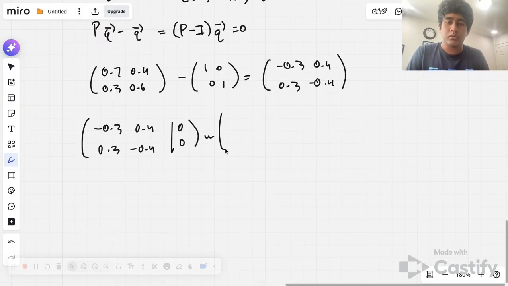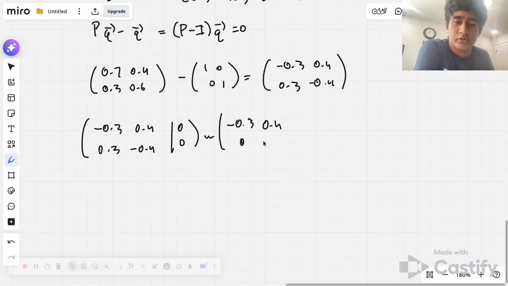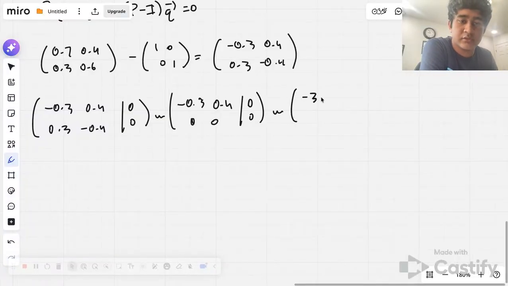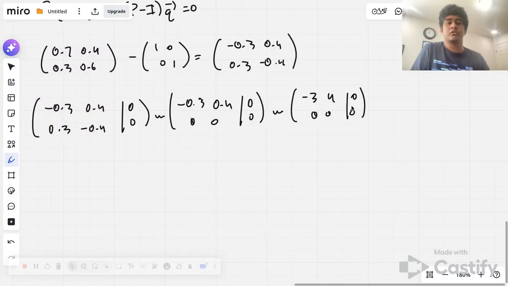And we can basically just row reduce this matrix. To row reduce it, we simply multiply the first row by negative 1, and we add the first row to the second row. So we get negative 0.3, 0.4, and we get a 0 row over here. To make our lives easier, we can say this is negative 3, 4, and this is 0. So this is our null space of the matrix, and basically we have a pivot here.